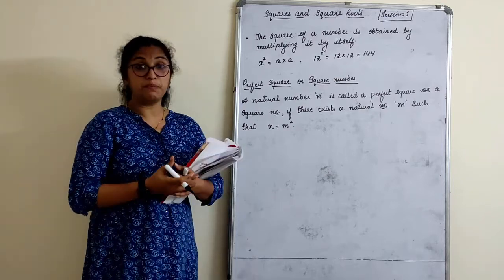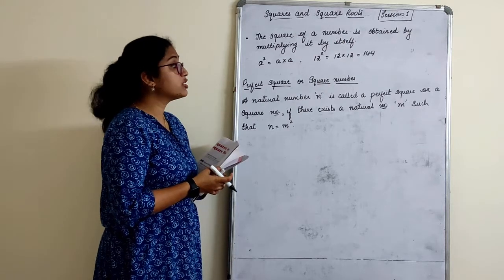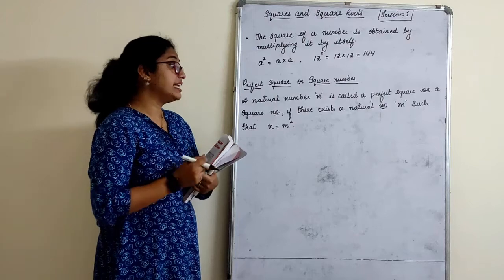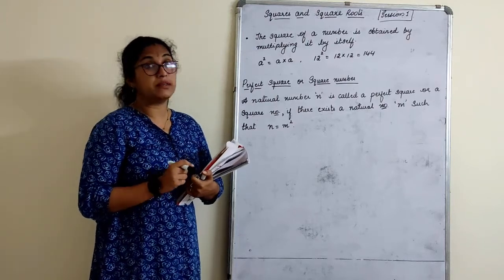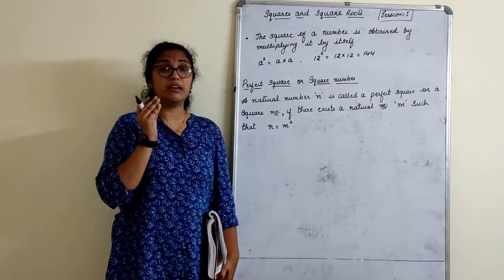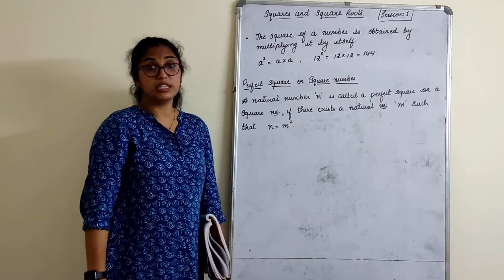So how do we define a perfect square or a square number? A natural number n is called a perfect square or a square number if there exists a natural number m such that n is equal to m square. This is a typical definition of a perfect square or a square number.